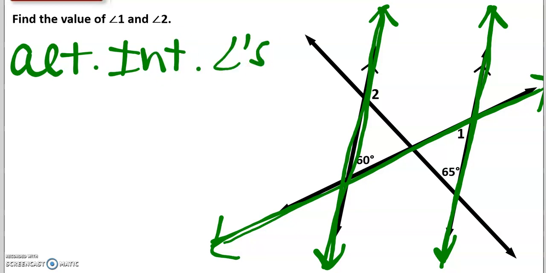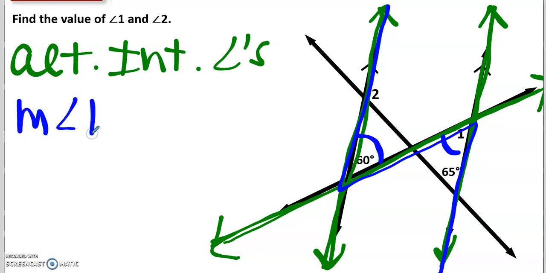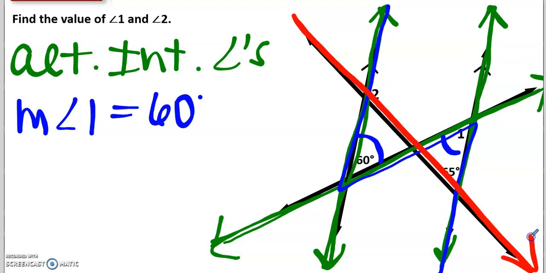Okay? Another way, remember I taught you that Z trick, right? If it makes a Z, they are congruent, and they are alternate interior angles. So now I can say measure of angle 1 equals 60 degrees. Okay? Wonderful. What we're going to do now is find measure of angle 2. And what we're going to do is look at now that other transversal. Okay? This other transversal here.